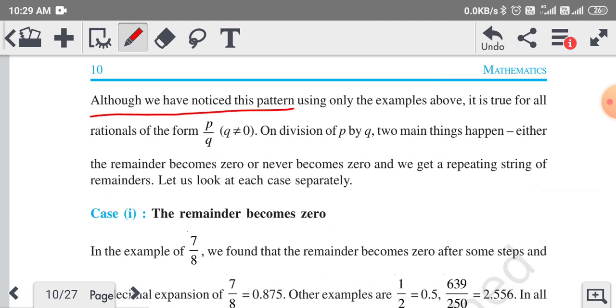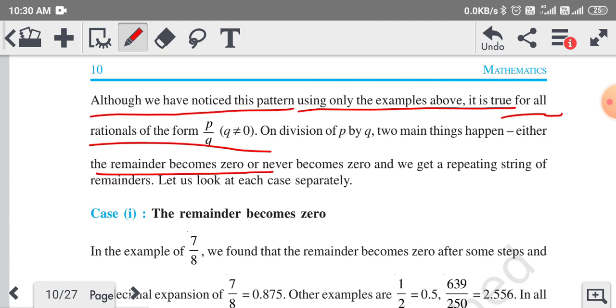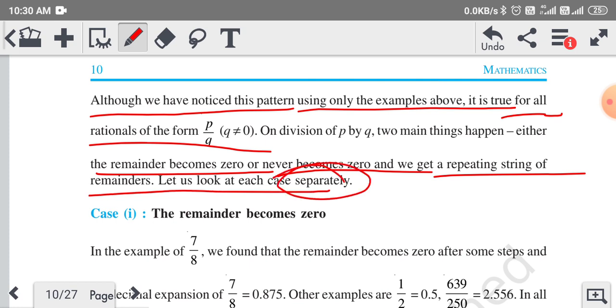Although we have noticed this pattern using only the examples above, it is true for all rationals of the form p upon q. On division of p by q, two main things happen: either the remainder becomes 0 or never becomes 0, and we get a repeating string of remainders. Let us look at each case separately.